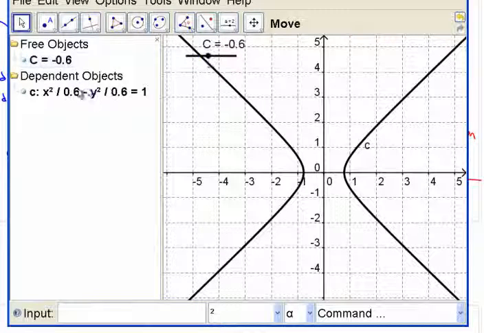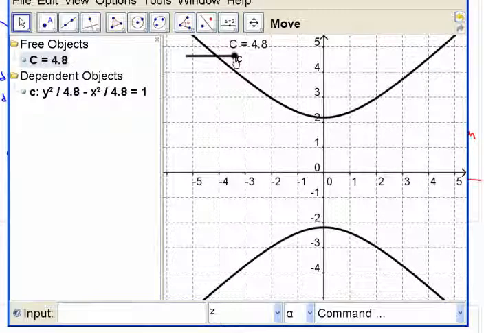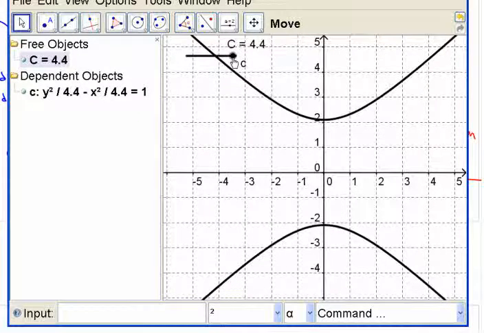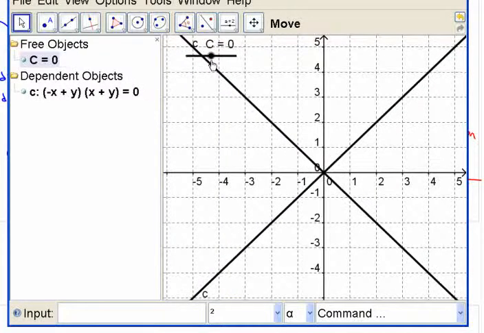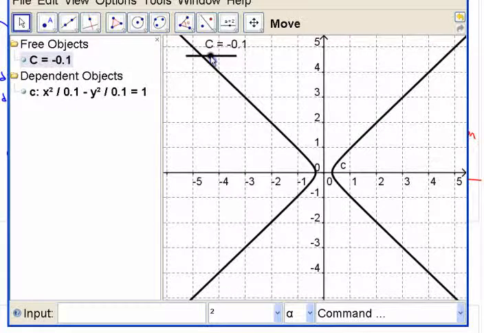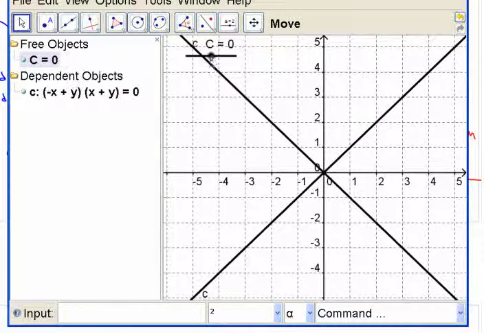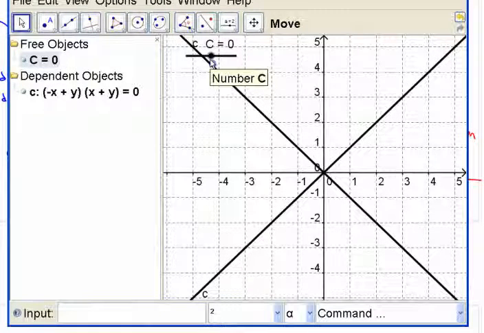You notice how it simplifies it over here. When the constant's negative, it doesn't seem to make this negative. It just switches the terms around, right? So when it's y squared minus x squared, it opens up and down. When it's x squared minus y squared, it opens sideways. When it's right in the middle here, it is what you call a degenerate hyperbola, because it's just two crossed lines. Oh wow. It is. This is a degenerate hyperbola.